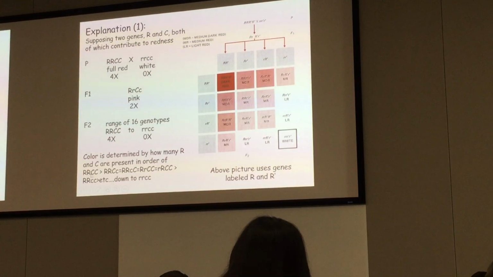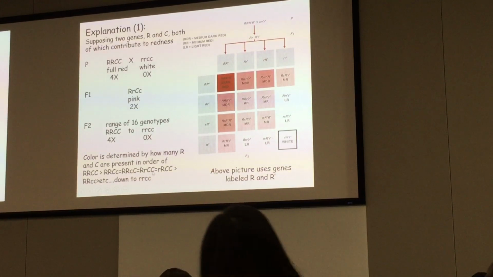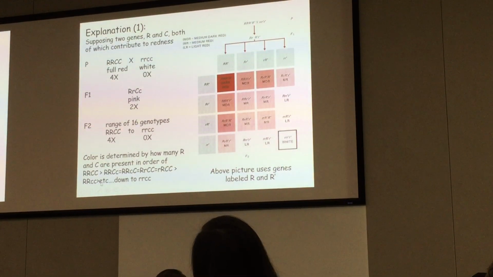So big R, big C, that's the max red. If you have 3, there's a bunch of different ways you can get it. Big R, big C, big R, big C, big R, big C, so on and so forth. Lots of different genotypes have that combination where you have 3.